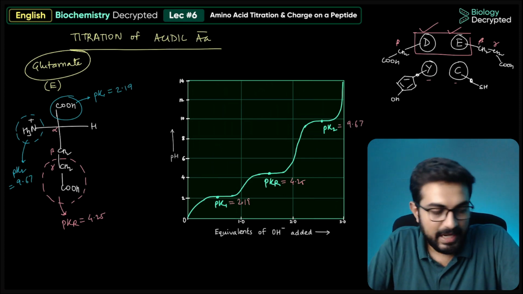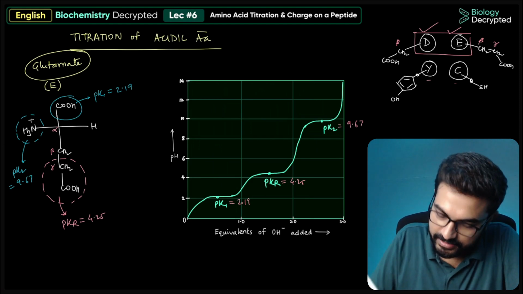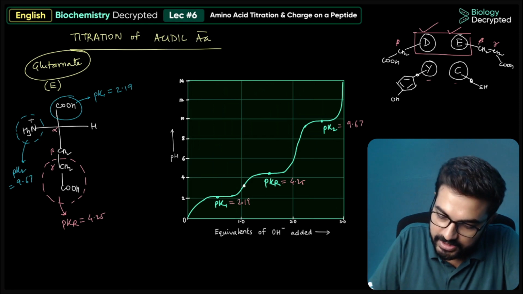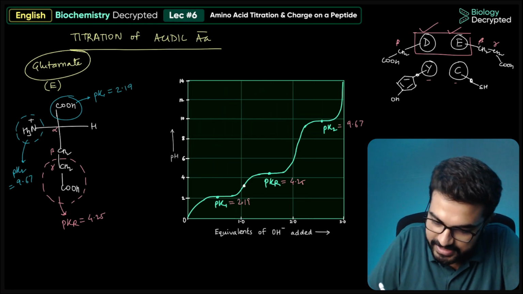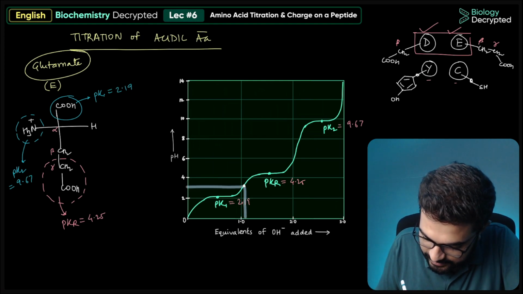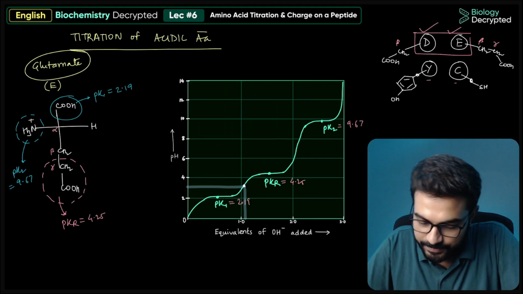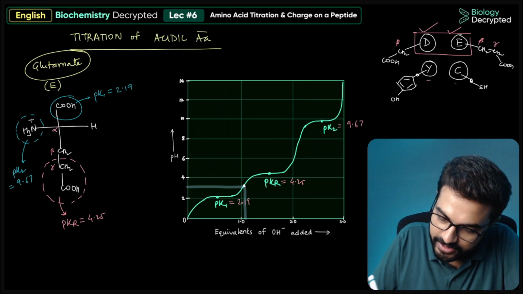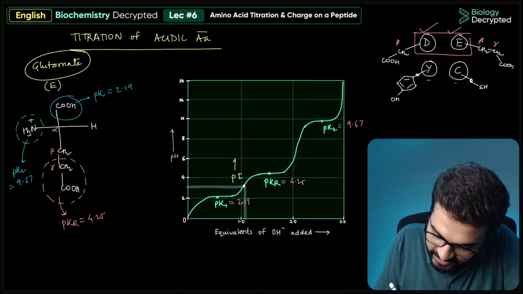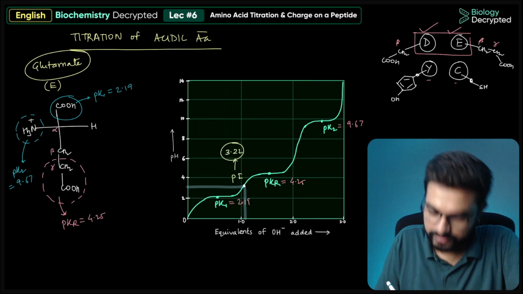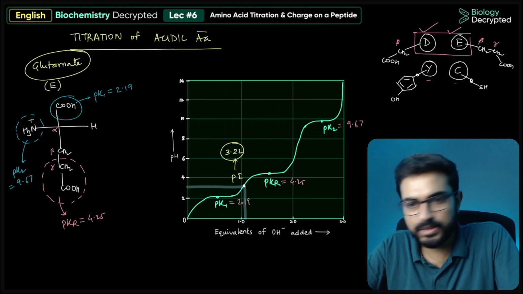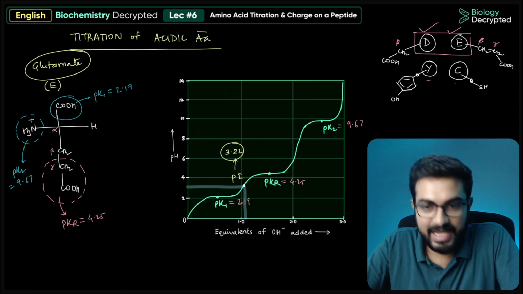These are the values. And here, how can you actually calculate the PI? You can calculate the PI from here. This will be the midpoint of these two, and you will be calculating it like this. This will be the PI, and the value of PI here is 3.22. This is for glutamate, that is, for acidic amino acids. You can also do it for aspartate. It's as simple as that.